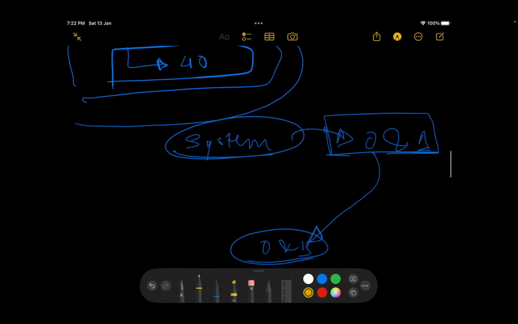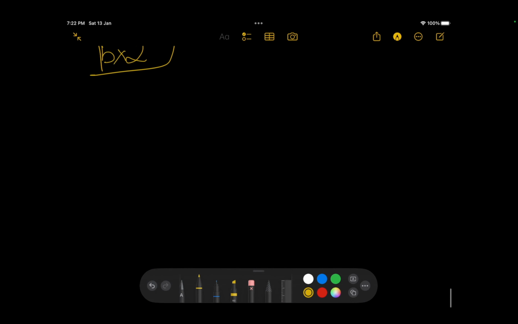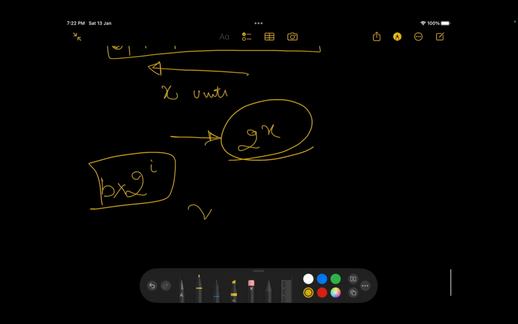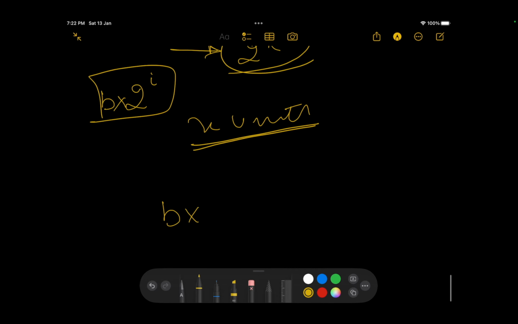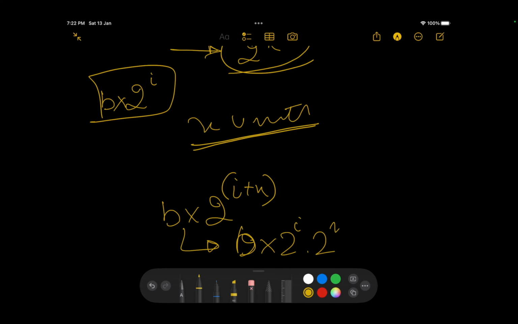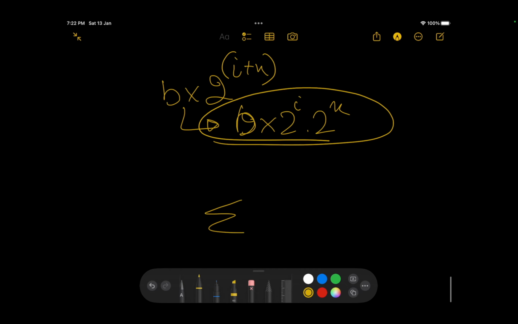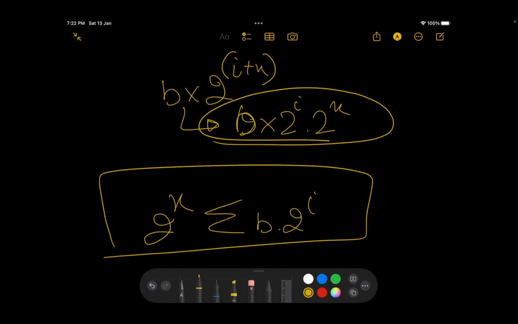So what eventually is happening is that you're left shifting each number by some x units, right? So all of these terms would now become b into 2 to the power i plus x, which can be written as b into 2 to the power i into 2 to the power x. So it gets multiplied by 2 to the power x, because when you summate it, the 2 to the power x comes outside and what remains is b into 2 to the power i. That's how it becomes a number multiplied by 2 to the power x.